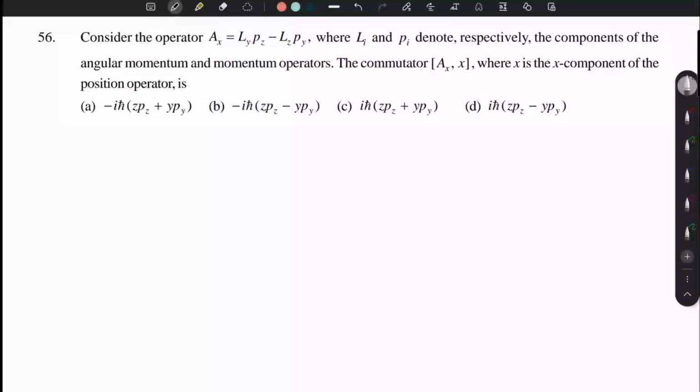Welcome everyone to Physica. So this question came in CSIR NET December 2018 and it is from quantum mechanics. And the question is the 56th question. This came as a 5 marks question.